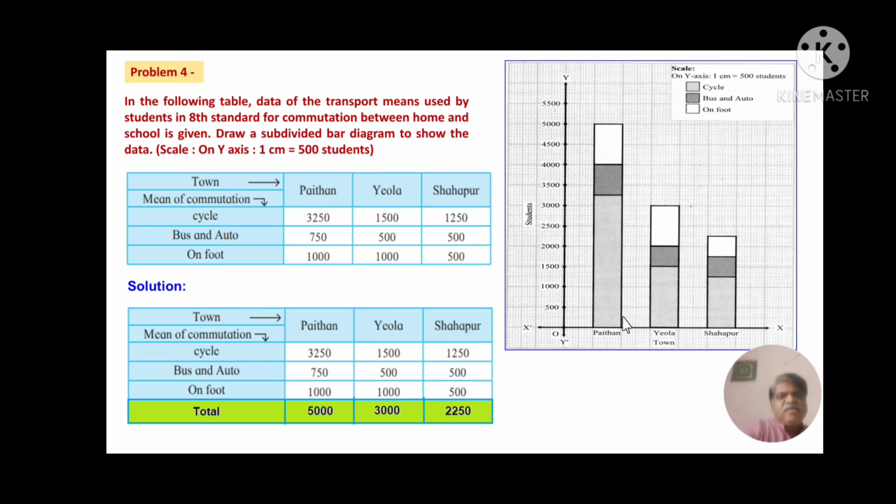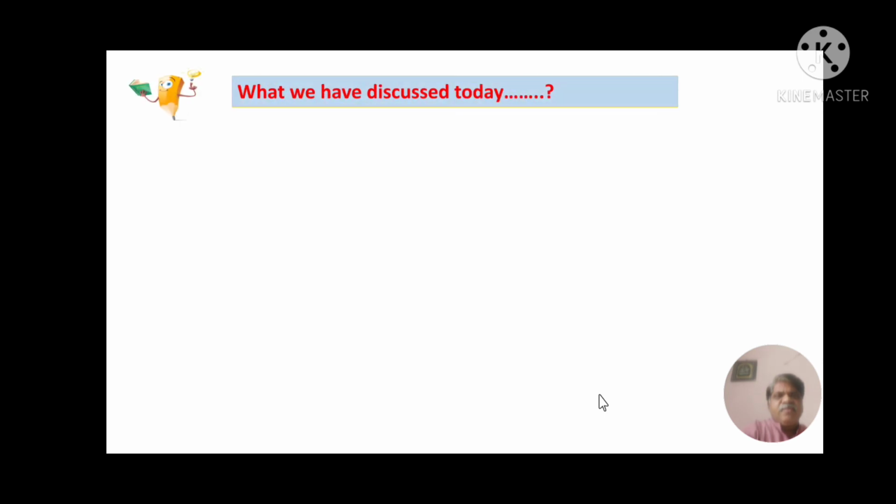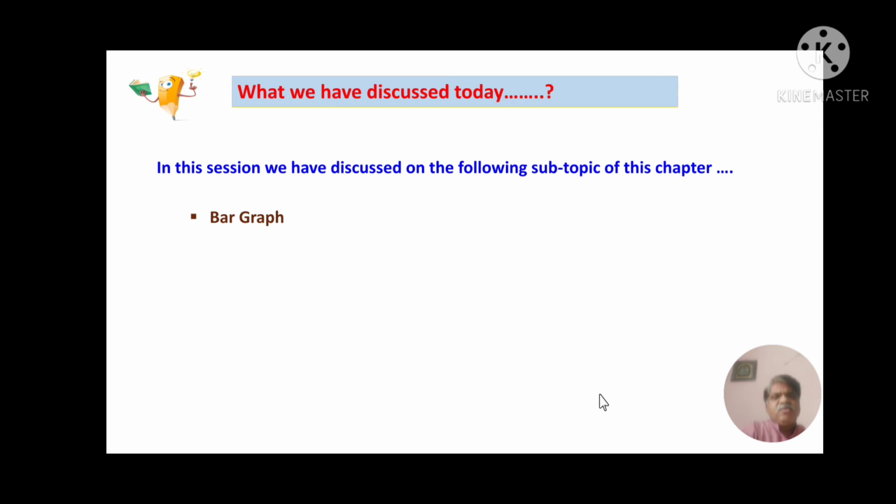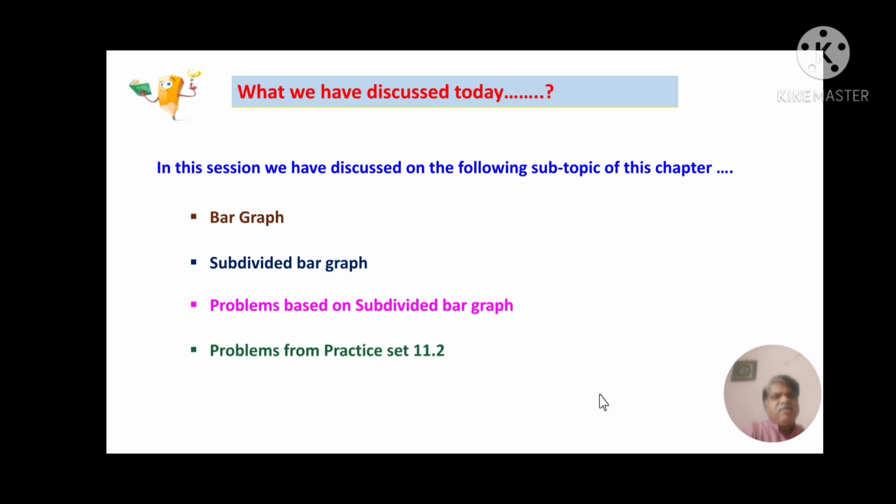So here you could observe 3 different divisions. So this is one type of bar, the subdivided bar graph. I think all of you got this one. Prepare and practice these bar diagrams. Now, what have we discussed today. In this session, we have discussed the following subtopics: bar graph, subdivided bar graph, and problems based on the subdivided bar graph, especially the problems from practice set 11.2.